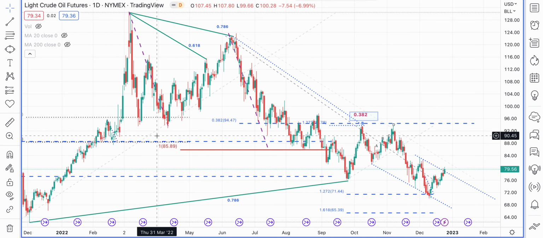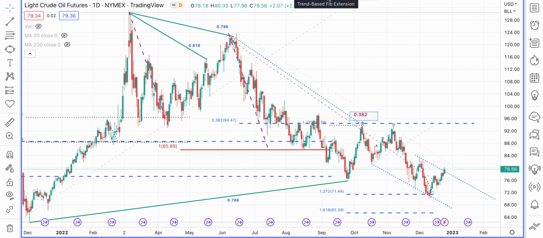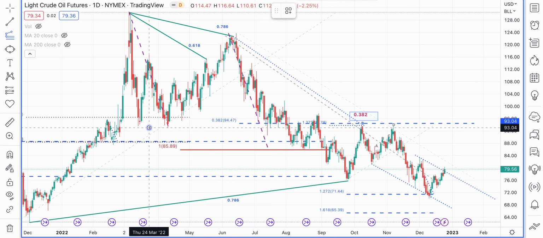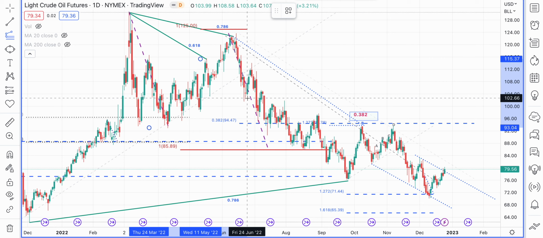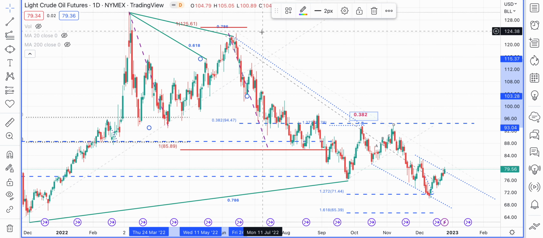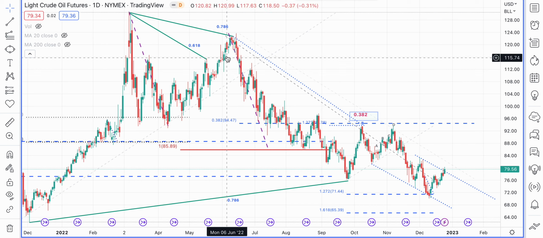Then we could have another one which could be a one-to-one A, B, C, D. In fact, we can try drawing it here. It just makes the video longer, so I was trying not to do that. And there we go. It was not a perfect one. I think the 78.6% was much stronger, but it stopped within about $2 a barrel, which is nothing in crude oil these days.